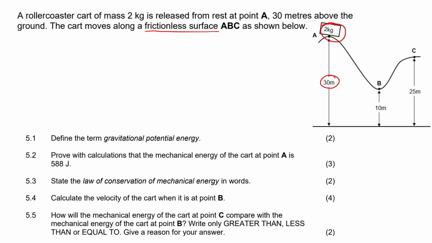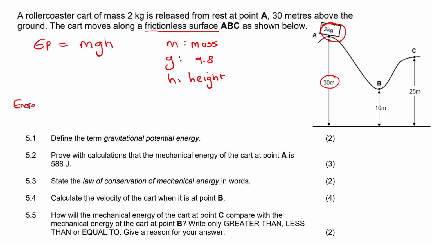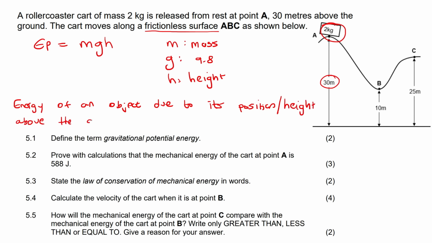So before we give the definition, do we know the formula for potential energy? Well, potential energy on our formula sheet is mgh, where m stands for the mass, g on planet Earth would be 9.8, and h is height. So the definition is the energy of an object due to its position, or you could even say height, above the ground.